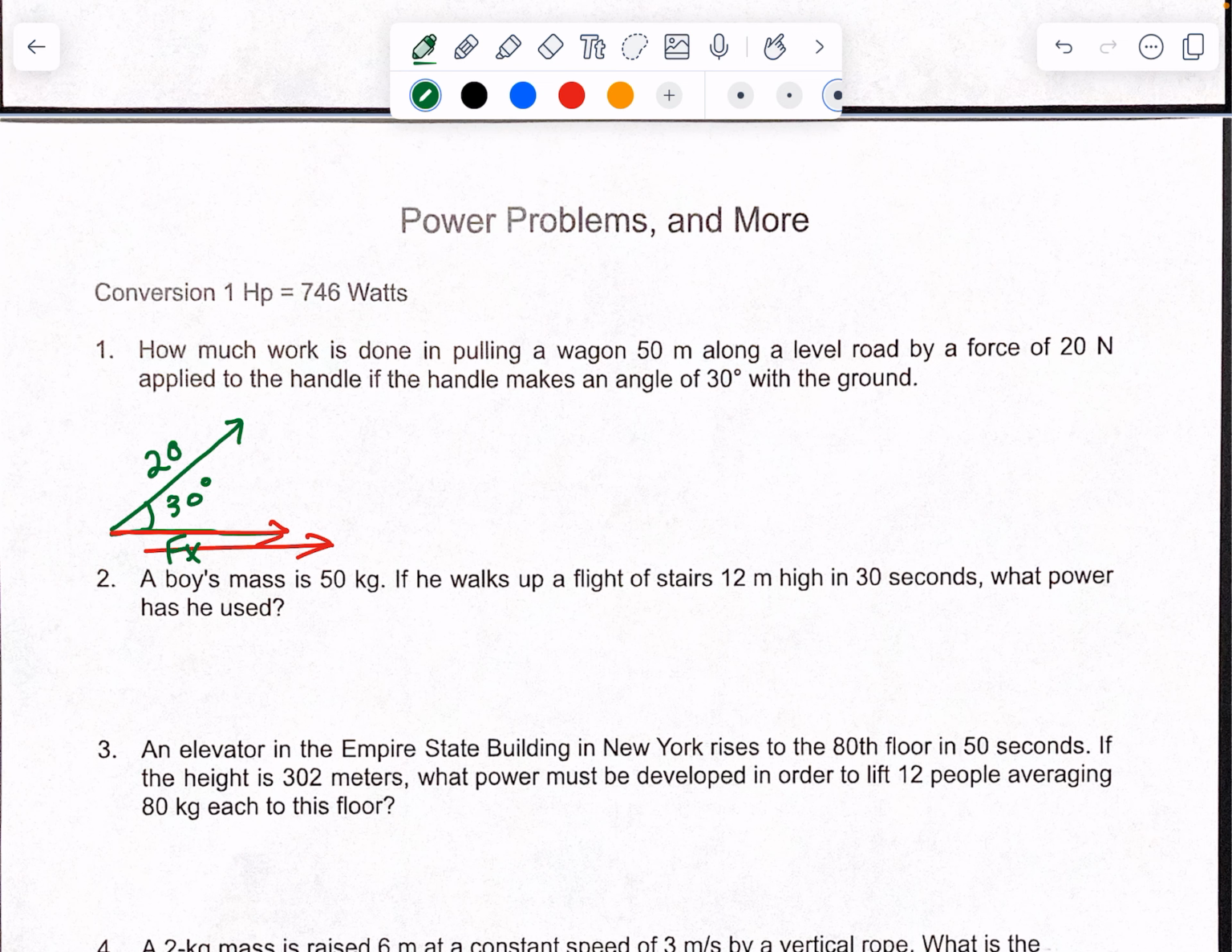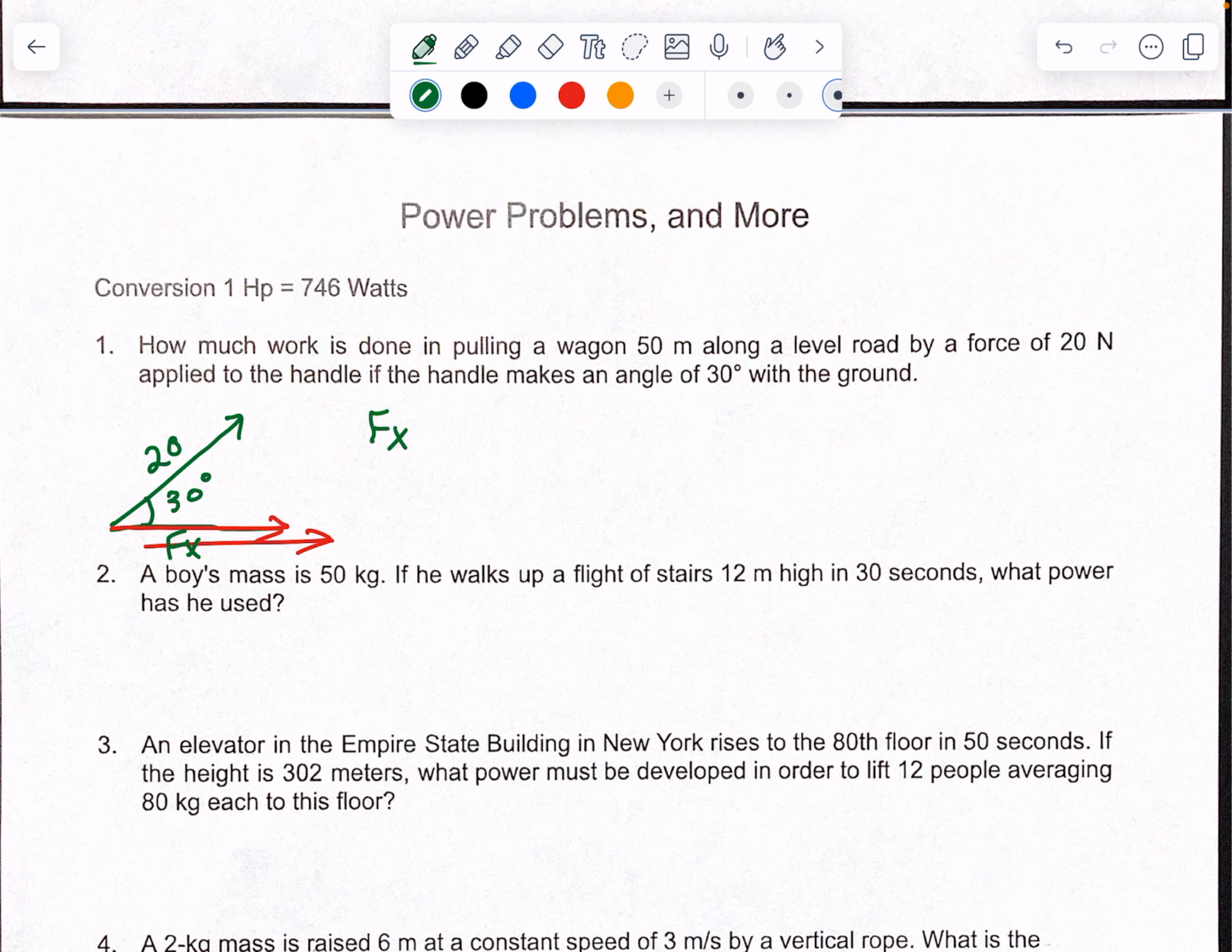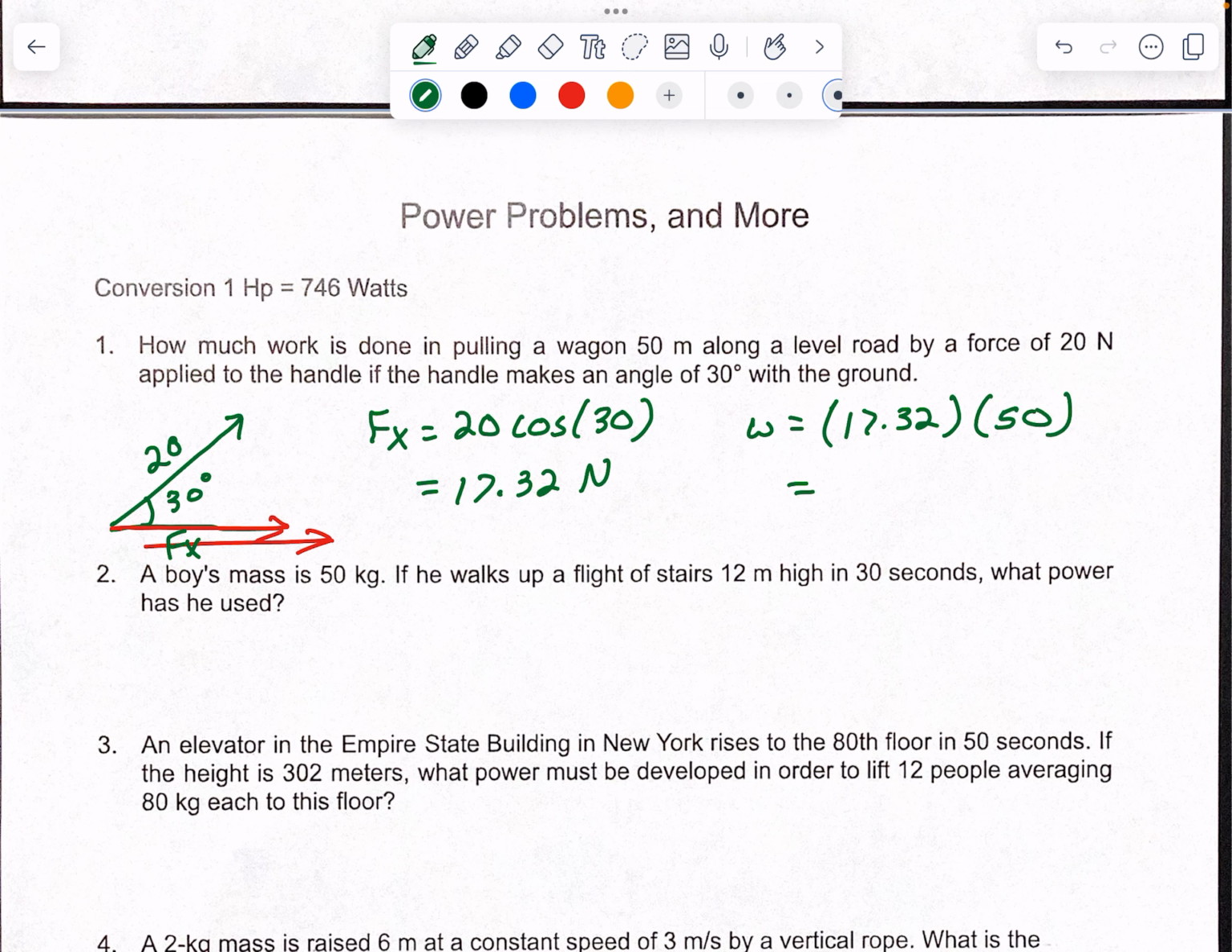So we're going to use our cosine function. We're looking for the adjacent side, so we take our hypotenuse, 20, multiply it by cosine of your angle, which is 30. Make sure you're in degree mode, and you get 17.32 newtons. That's how much force out of that 20 is actually going the same direction as the wagon. Now we can calculate work. Work equals force times distance. My force is 17.32, my distance is 50. Multiply those, and I get 866 joules.